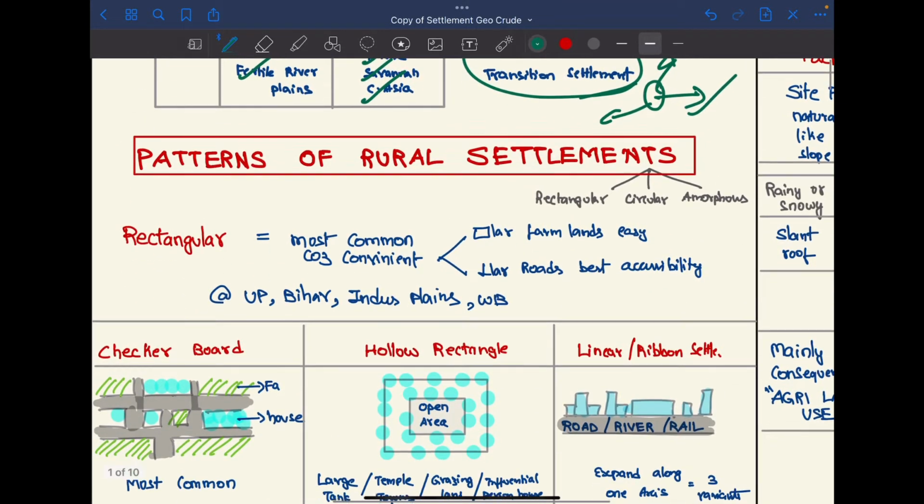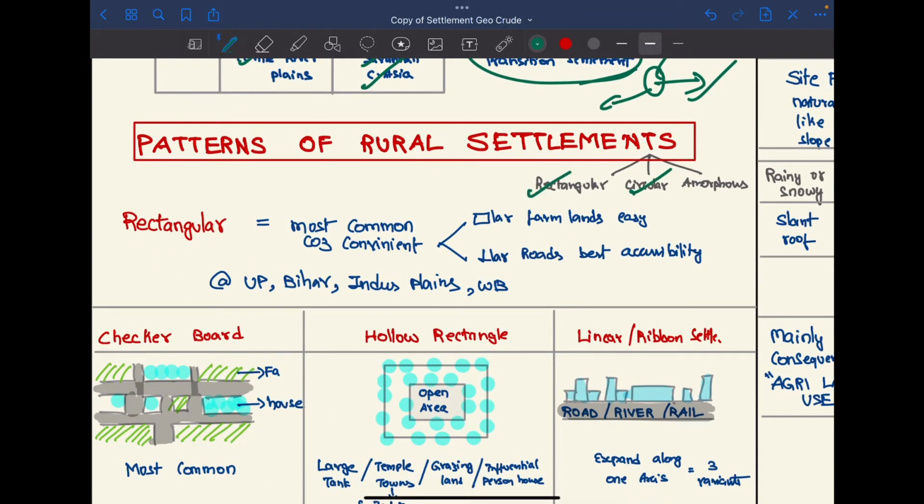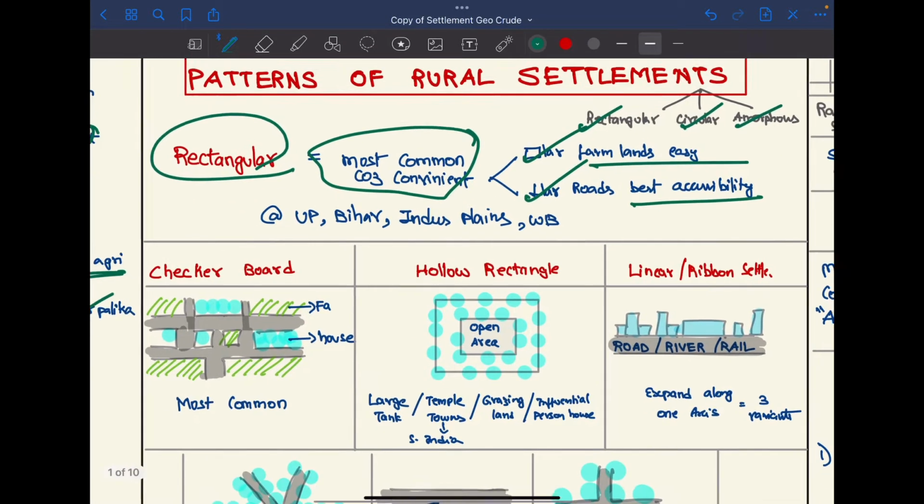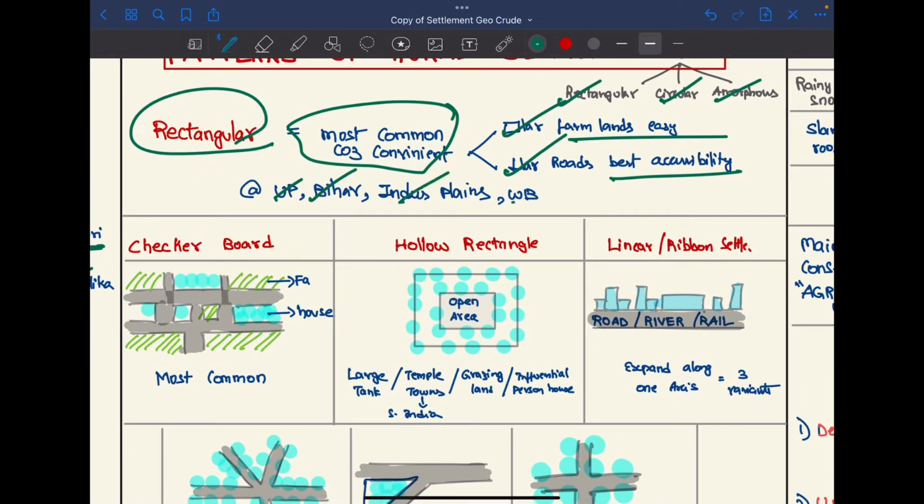Next, we have patterns of rural settlements. These are three types: rectangular, circular, and amorphous. First, rectangular. These are the most common because they are the most convenient. Rectangular forms are easy to form, and perpendicular roads give the best accessibility. These are generally seen in UP, Bihar, Indus Plains, and West Bengal.